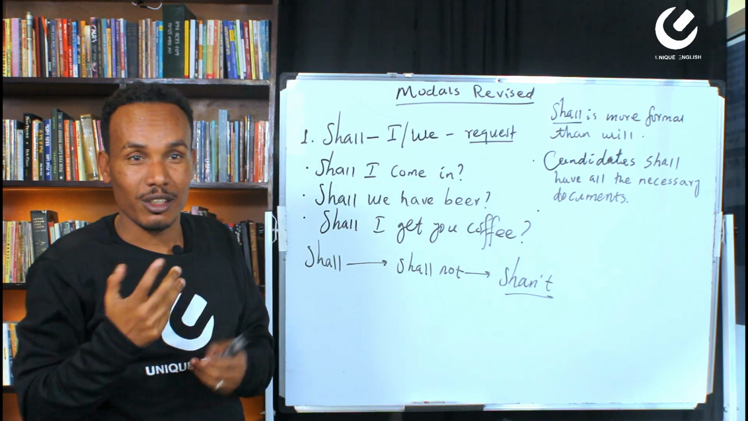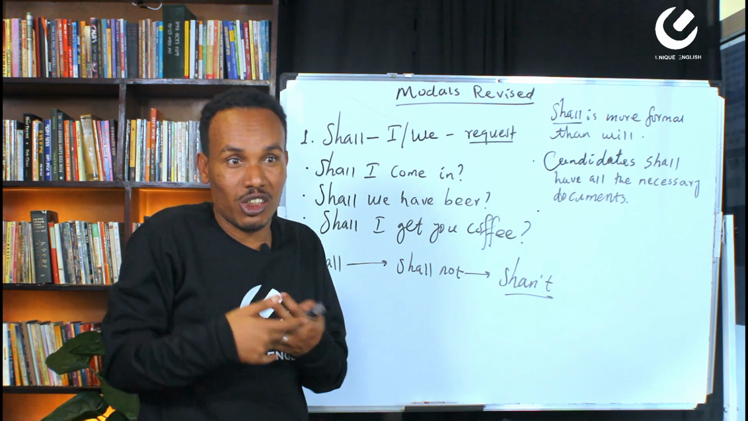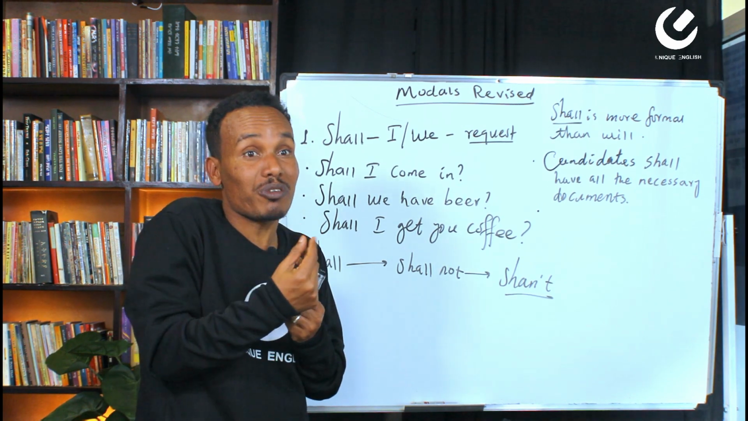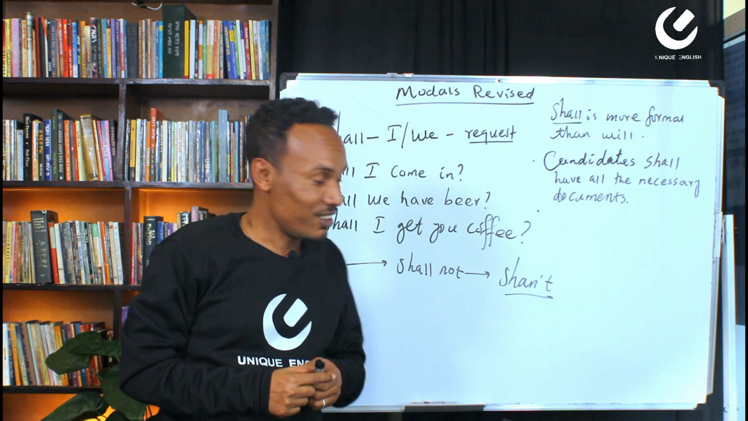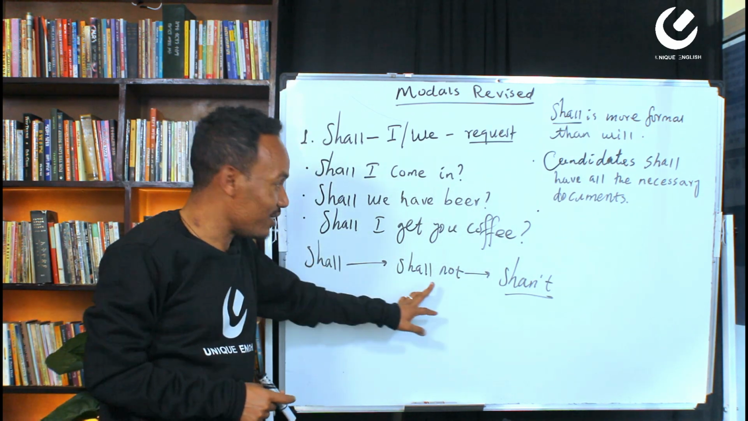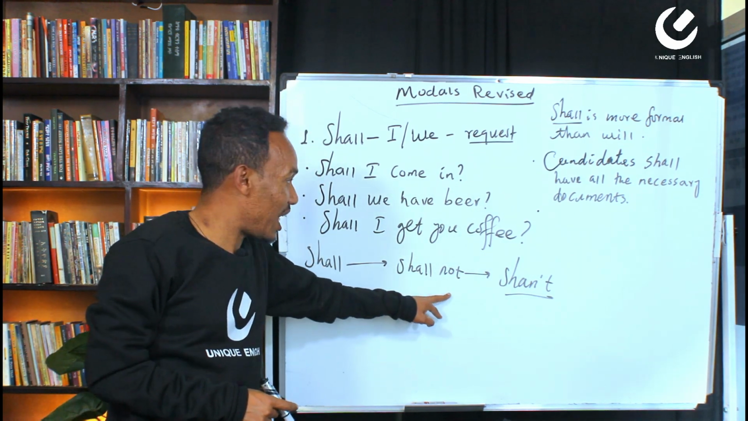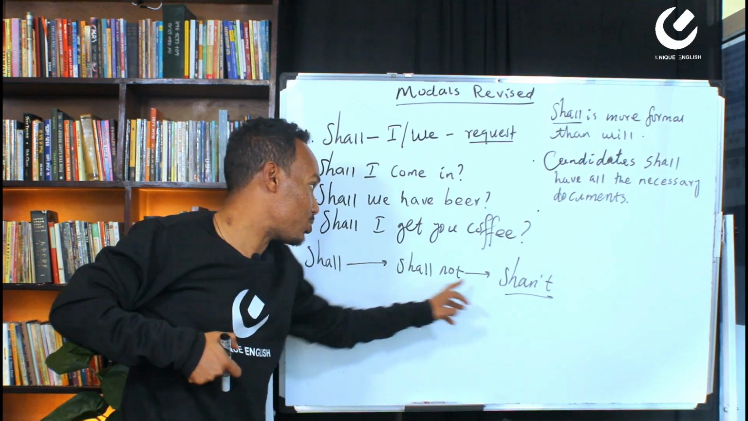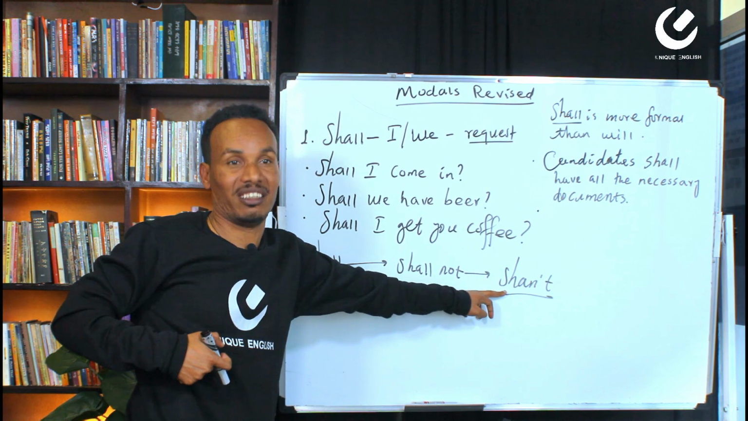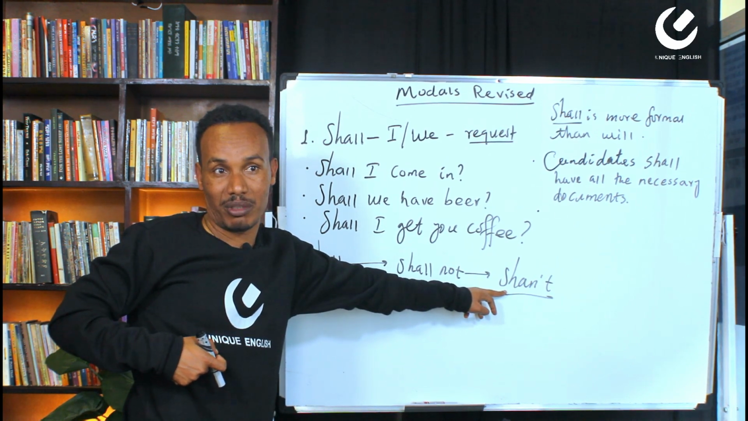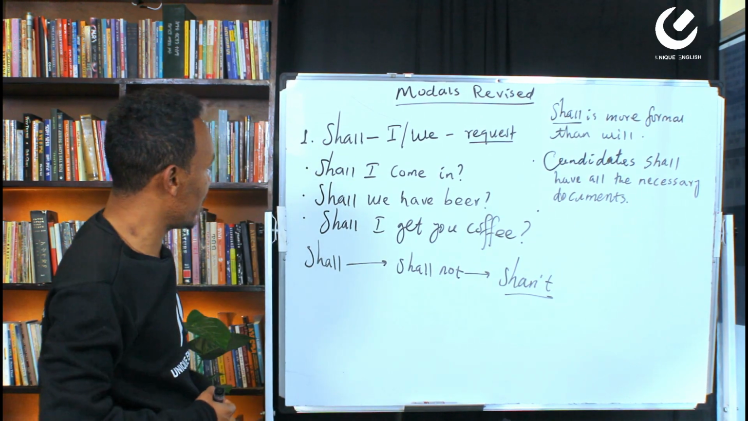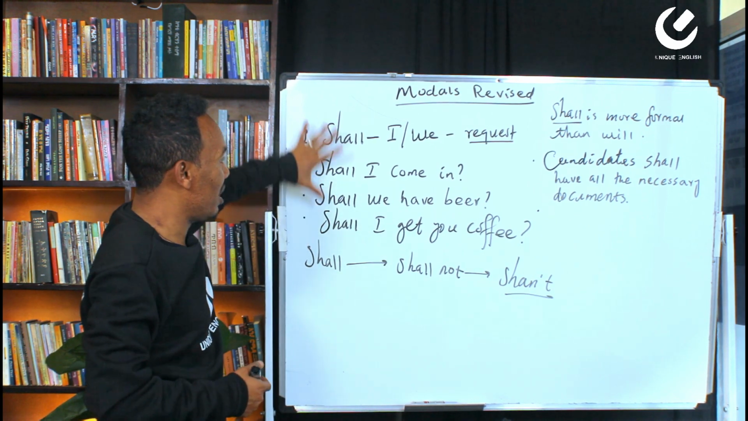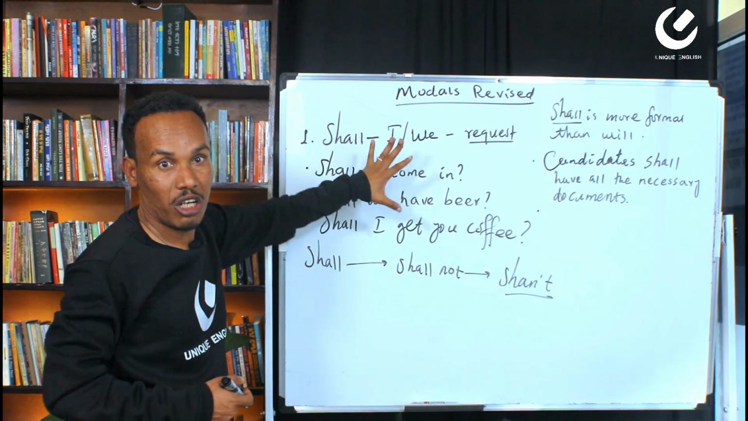Do you understand me? It shows some sort of suggestion with preferences. You got it? Very good. So shall, what's the negative form of shall? Shall not. And the reduced or contracted form, when we write shall not in short, what is it? Shan't. Right? Yes. Do you understand me? That's very good. I think there's no confusion about it.